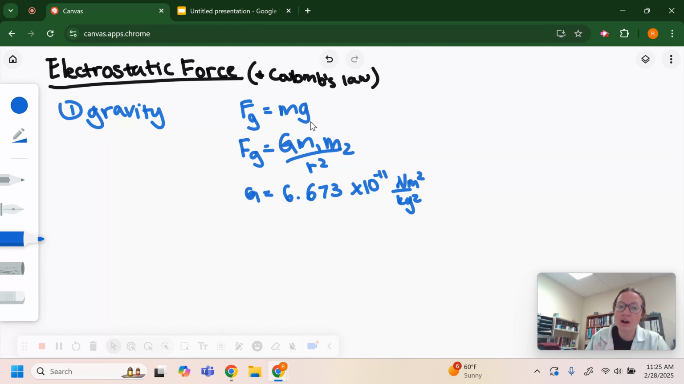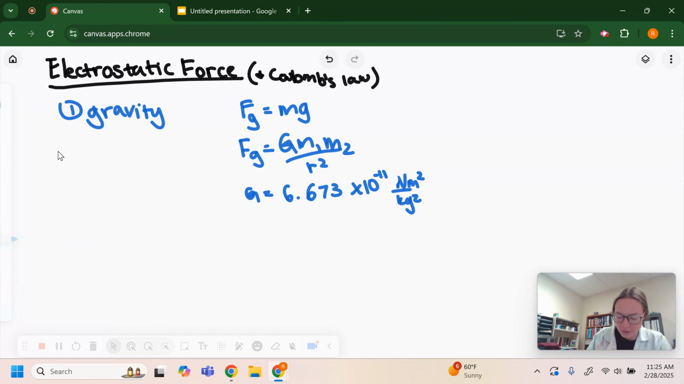This one only works for objects on the Earth or objects on a planet. This could be for the Earth and the sun. This could be for the Earth and the moon. This could be for a mango and a pineapple. It could be for any two objects with mass. That's the first of the four fundamental forces. As you know, there are three more.